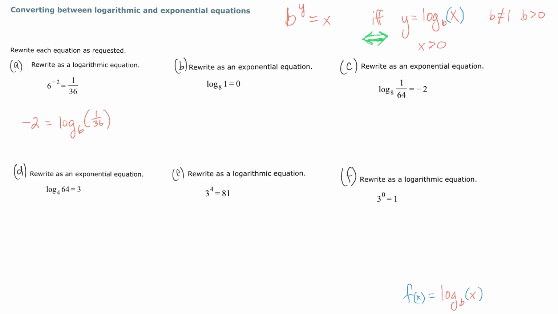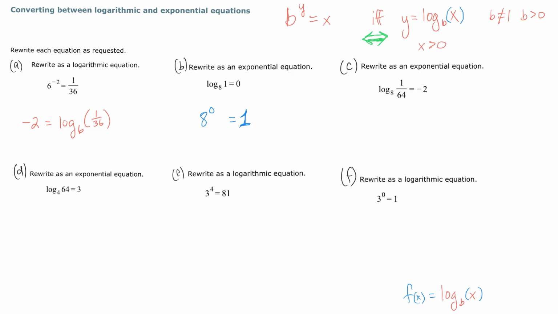So if we're given a log equation, we're going to go to an exponential equation. So log base 8 of the argument 1 is equal to 0. So we're going to start with the base. The base is 8, our exponent is 0, and that is equal to 1. And of course, from your mathematical knowledge, you know that is true. That is a true equation.